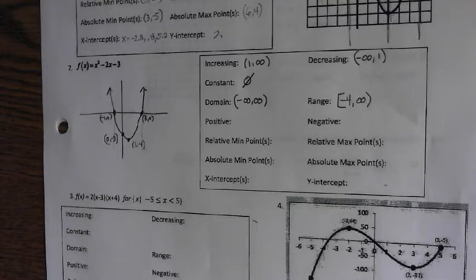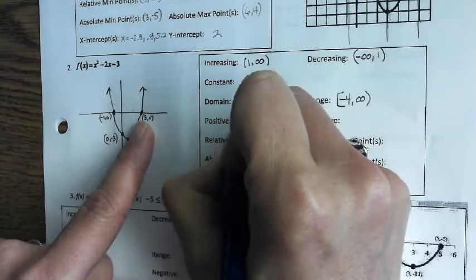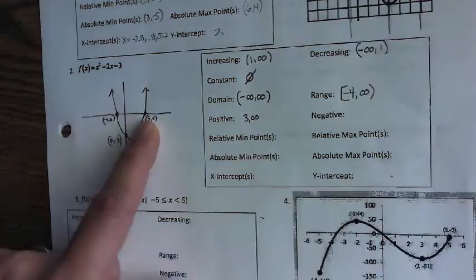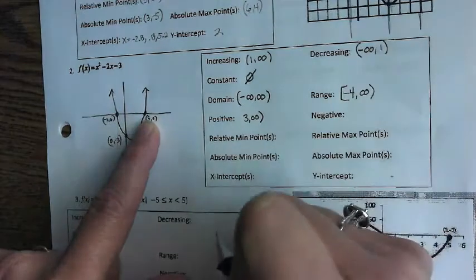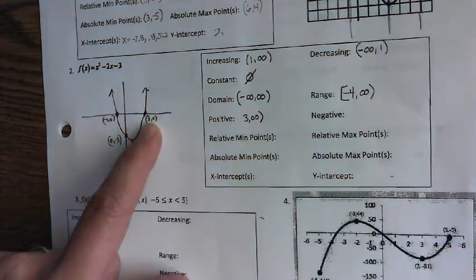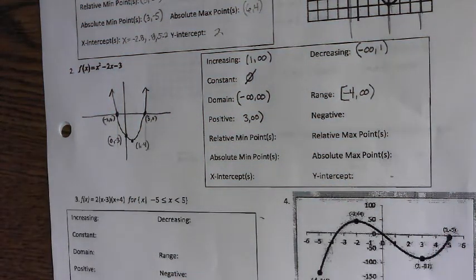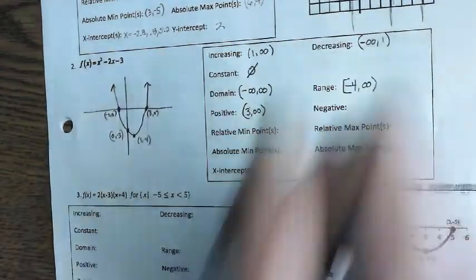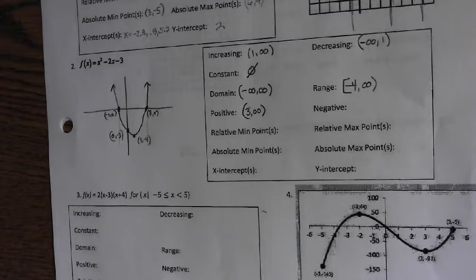Positive tests. 3 to infinity. How about brackets or parentheses on that 3? Correct, because positive means above the x-axis. Is 3 above the x-axis? No, it's not. It's on it. Good. We're missing a section, though.